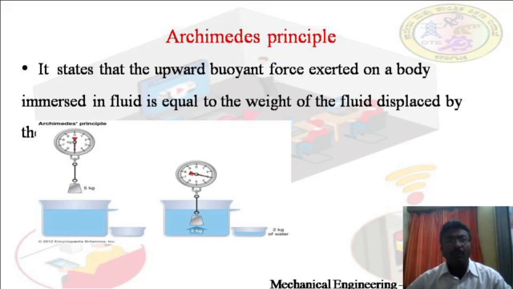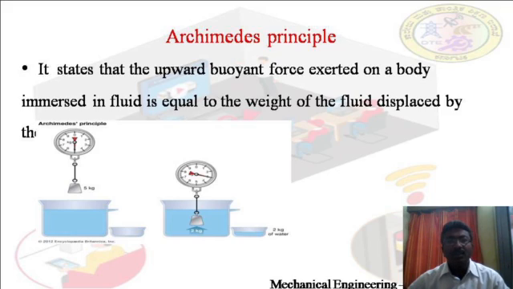So as the buoyant force is 2 kg, the exact weight of the fluid is displaced by the body. Yes, we can see there in a small jar beside the big jar, you can see there 2 kg of water is collected outside.